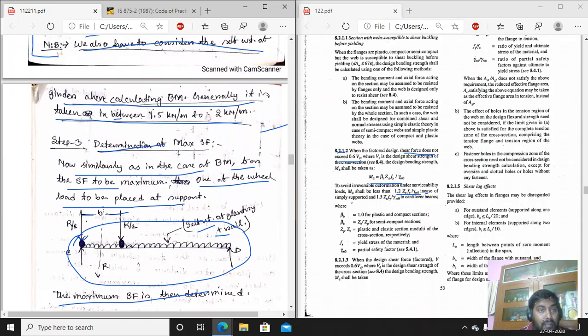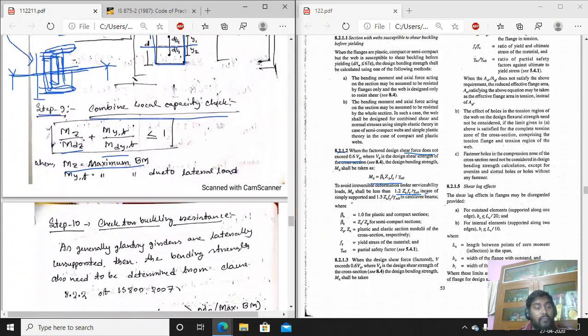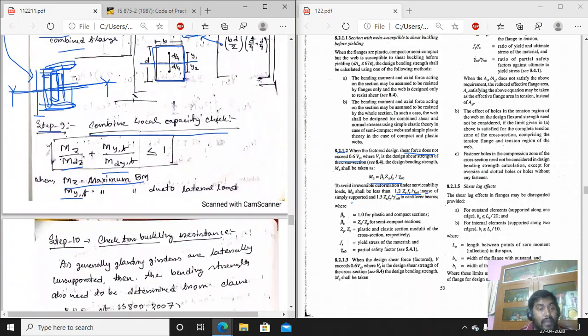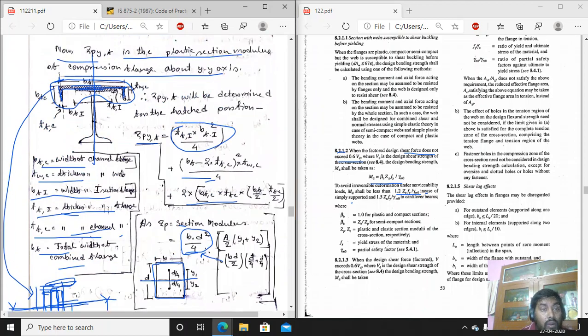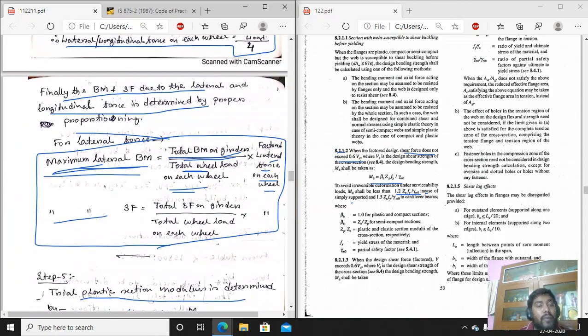Here we have determined the maximum bending moment. Now coming to MDYF, what is the value of the MYF? It is the maximum bending moment due to the lateral load, which we have also calculated.